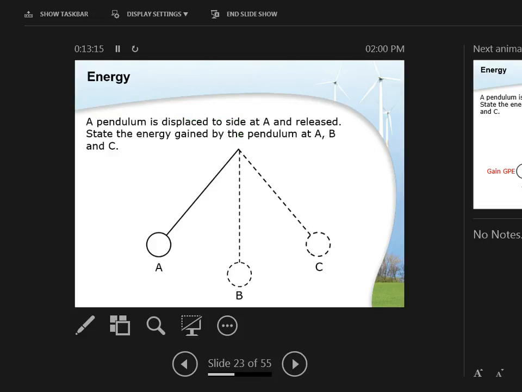So right now we have a pendulum, string, bob, the three different positions. Original position is at B, where the CG is directly below the pivot. I move it to the side. Okay? Then I release it. State the energy gained by the pendulum at A, B, and C. Okay, so right now when I move it to A, it gains gravitational potential energy because the CG is raised.